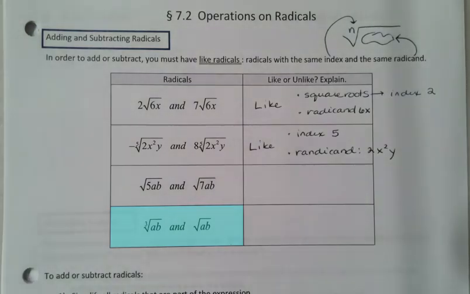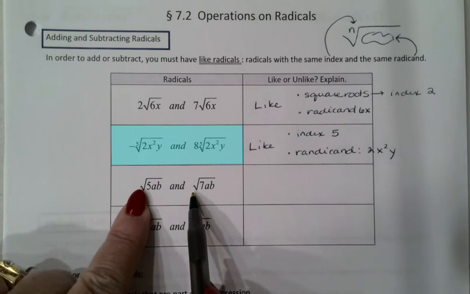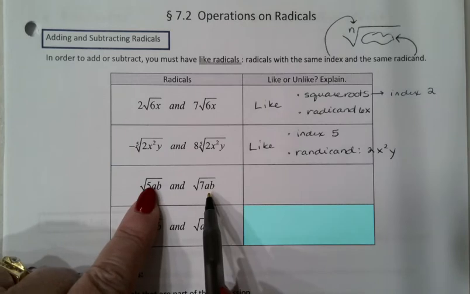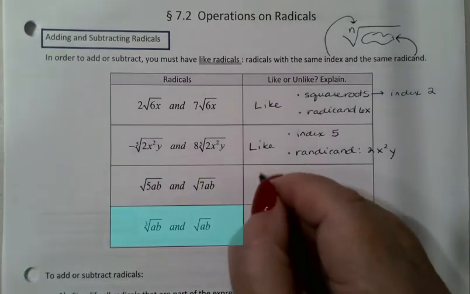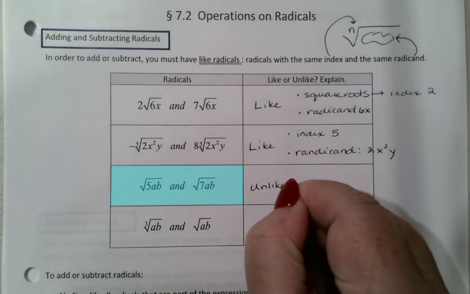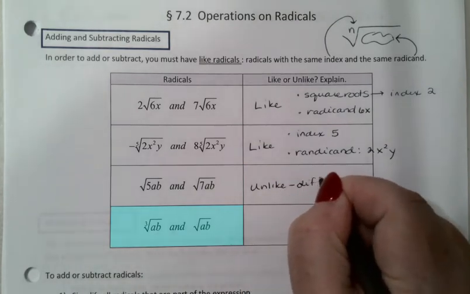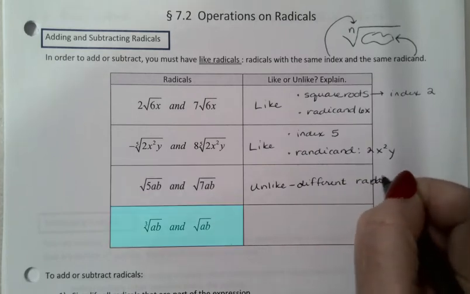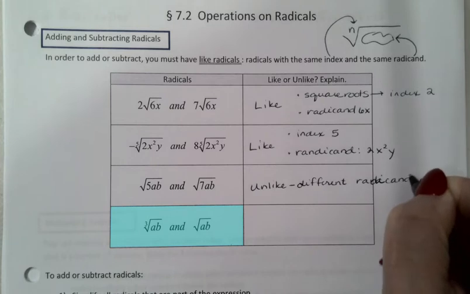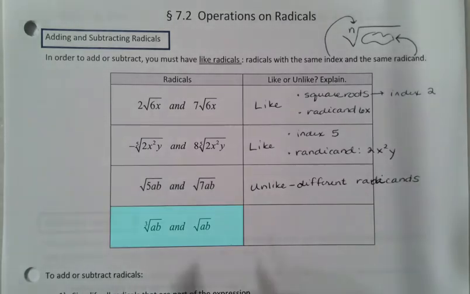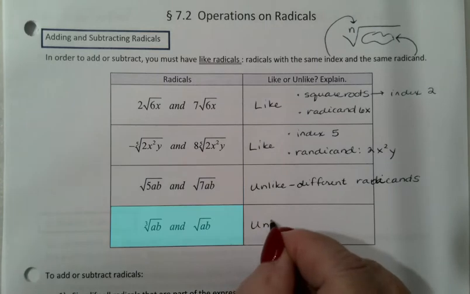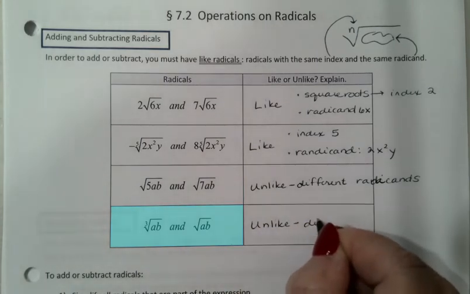All right, take a look at this next one. Although they're both square roots with an index of 2, the radicands are different. This has the 5 and that's got the 7 with the ab. So these are unlike because they have different radicands. And here the radicands are the same, but this time the index is different. That's a cube root and that's a square root. So these are also unlike. They have a different index.